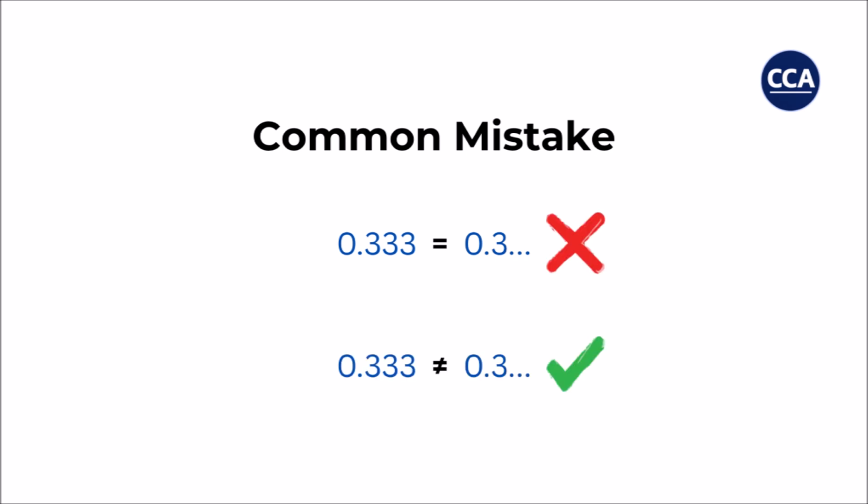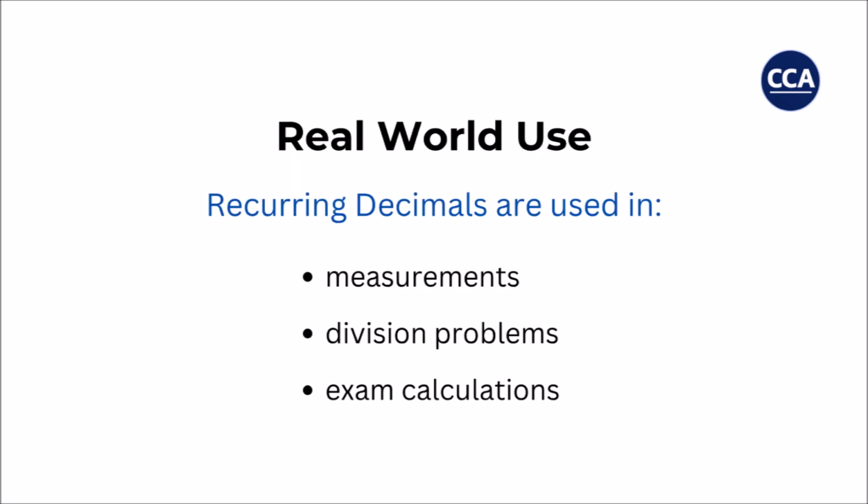Now, let's talk about the most common mistake many students make. They think 0.333 is the same as 0.3. But that's wrong. In fact, these numbers are completely different. Recurring decimals appear in real life whenever numbers don't divide evenly, especially in measurements and division problems.